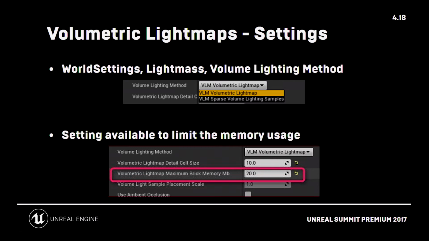So we could choose to reduce the memory usage of our volume light maps to something similar to what it used to be with the indirect lighting cache. But in this case, we're actually getting a much better quality result for using a little bit more memory.